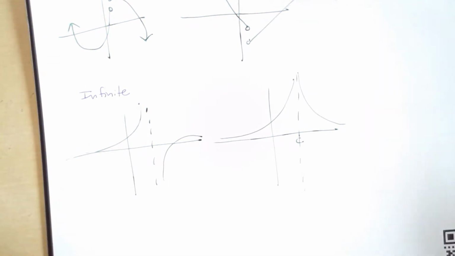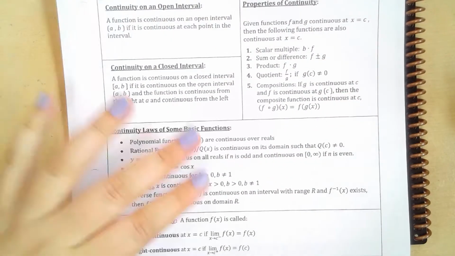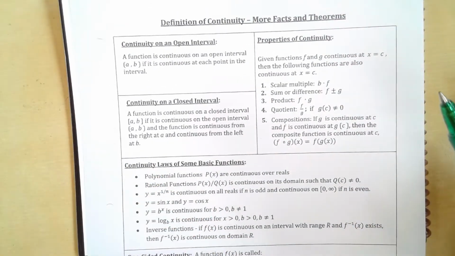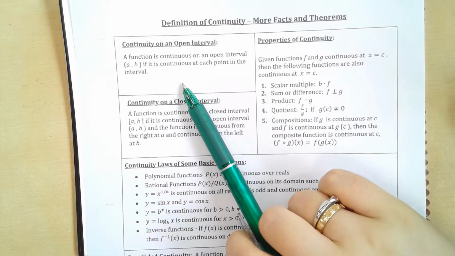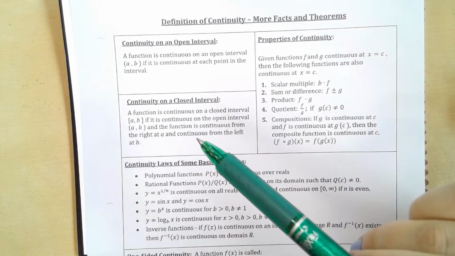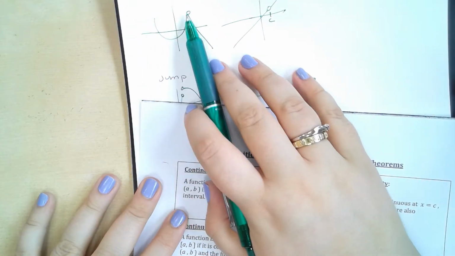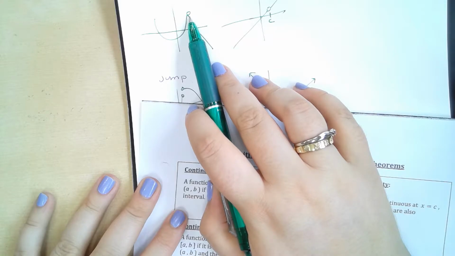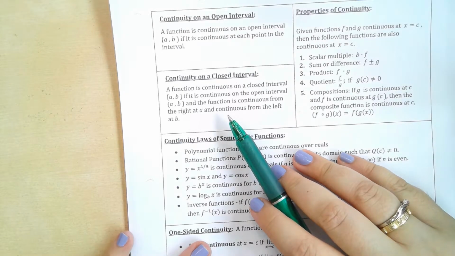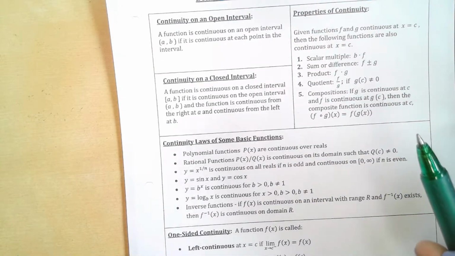But let's talk a little bit more about continuity. I'm actually going to pull up a paper here just because I think this is easier to see. And I'm going to upload it to our Google Classroom, but there are some definitions of continuity, some facts and theorems. So, first one, on an open interval. It's continuous on an open interval if it's continuous at each point on the interval. So, like here, if I was looking at this graph, it's not continuous on an open interval here because I have a discontinuity there, right? On a closed interval, it's continuous if it's continuous on the open interval and from the right at a and from the left at b. So you don't have holes at the very ends there.